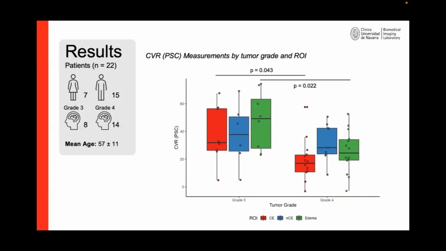Whole brain CVR impairment has been found in diffuse glioma patients, grade 3 and grade 4, compared to healthy controls by Fiestra using functional BOLD MRI technique. Our results enhance the greater impact on cerebrovascular activity of grade 4 gliomas in both the tumor and perilesional edema compared to grade 3. And this perfusion method can be helpful to differentiate between glioma grades.